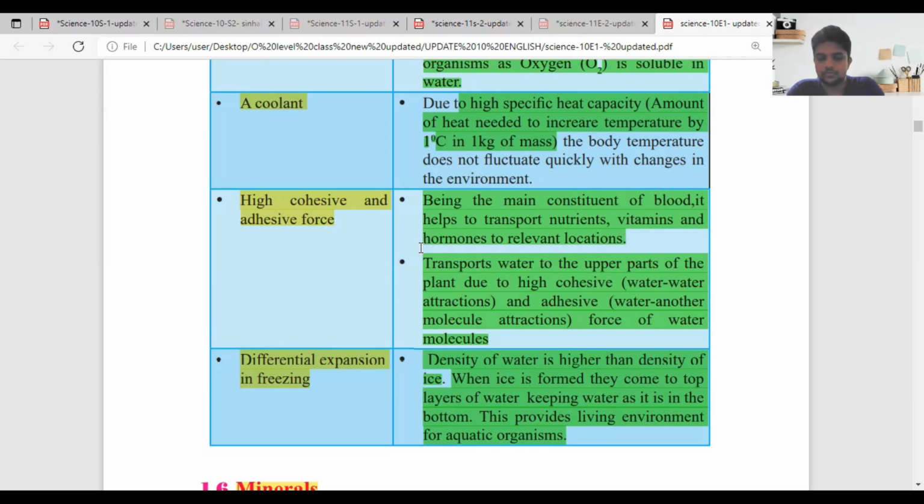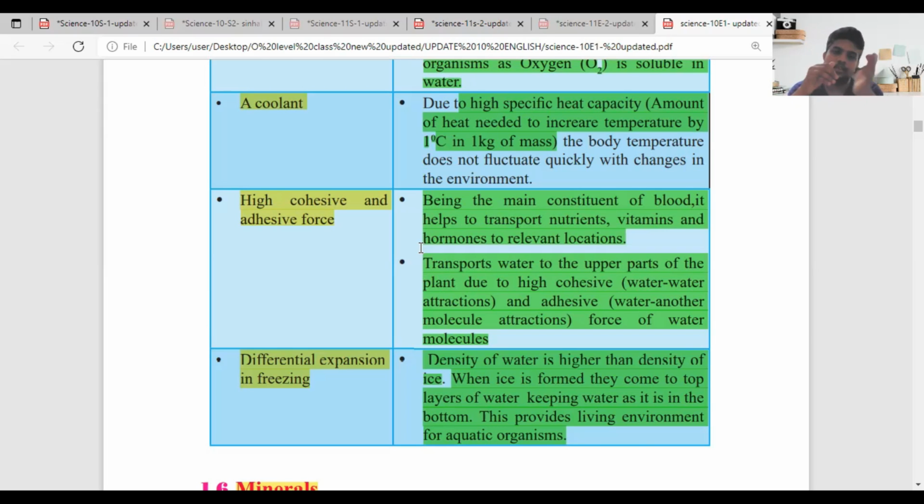Transports water to the upper parts of the plant. So here, quickly: water-to-water attraction, and adhesive, which is water and another molecule's attraction. Force of water molecules. So when we come to this point, there are two types of bonding or forces in water that we can see. They are cohesive and adhesive forces.